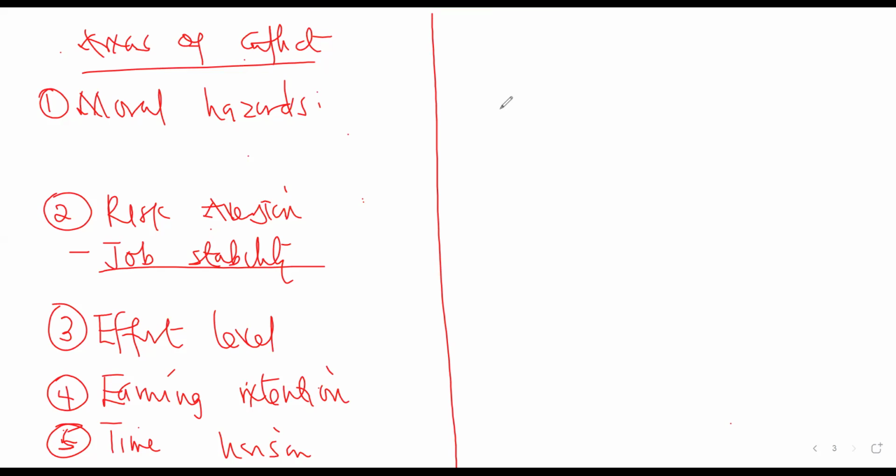Okay, I'm saying that this particular question, you can also look at it and, without writing the moral hazards, the risk aversion, the effort level, the earnings retention and the time horizon, you can also write this as what? Conflict on dividend payments. So if you have the conflict as to dividend payments, then you explain why, or what you mean by conflict on dividend payment.